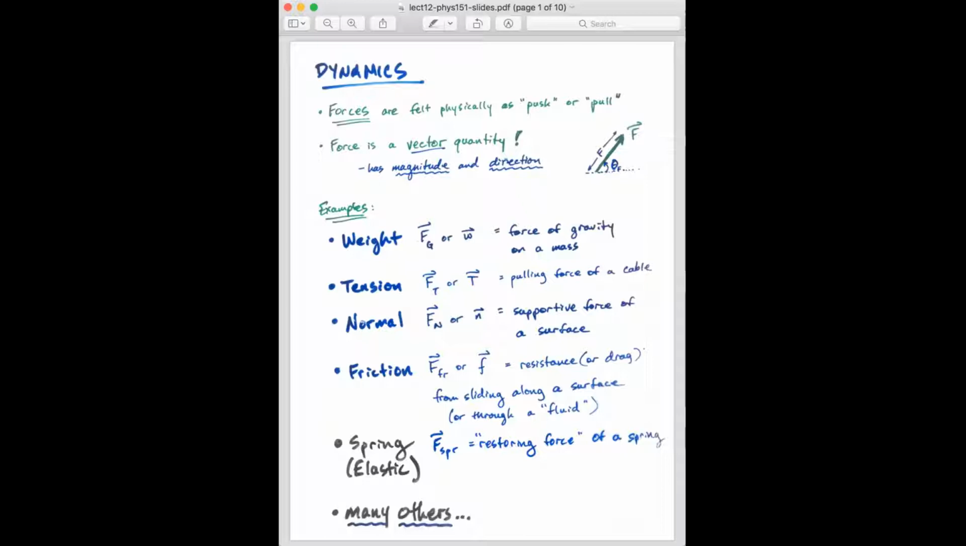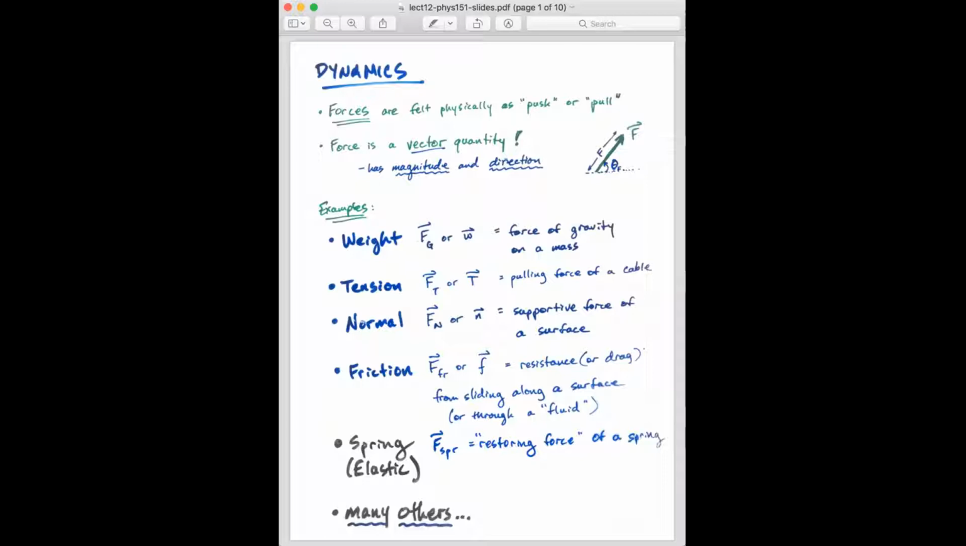Some of the most common forces that we're going to encounter in this class for mechanics are listed right here. Weight, tension, normal, friction, and elastic force, which is the force of a spring or spring-like object. I'll talk a little bit more about each of those now and on the next slide. But there are many other forces in nature. The two that come to mind immediately are electric forces and magnetic forces, which will be used extensively in Physics 152. But we won't deal with those at all in 151.